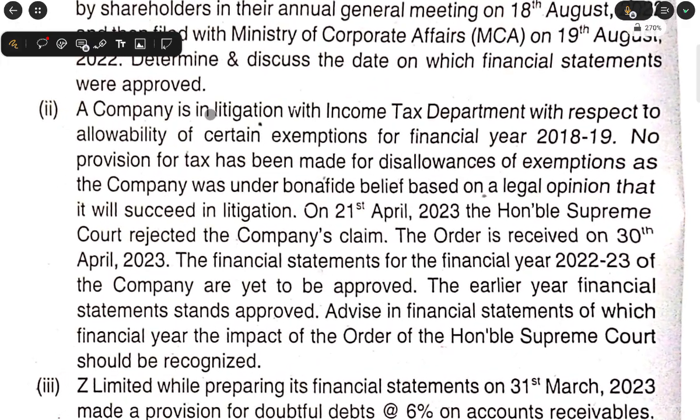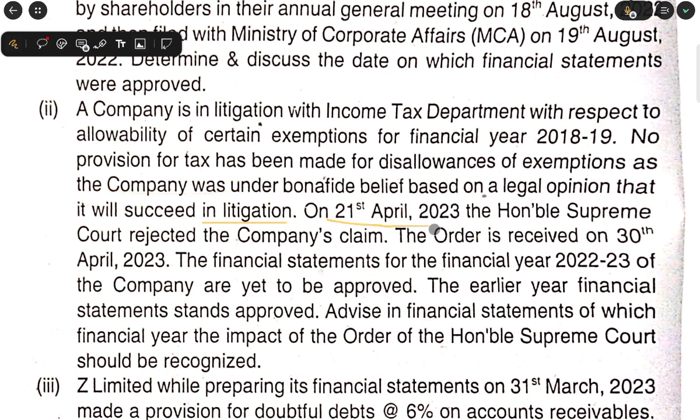A company is in litigation with the income tax department in respect of the allowability of certain exemption in the financial statement for 2018-19. No provision of tax has been made for the disallowance of the exemption, as the company bona fide believes, based on the legal opinion, that it will succeed in its litigation.